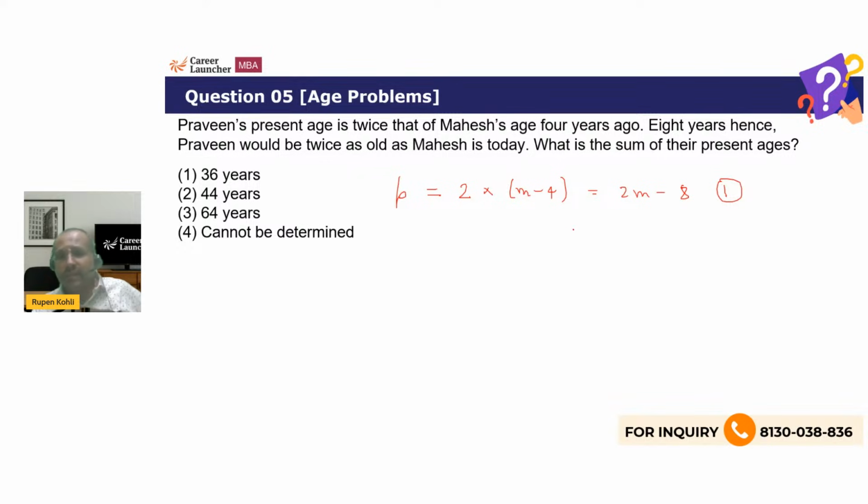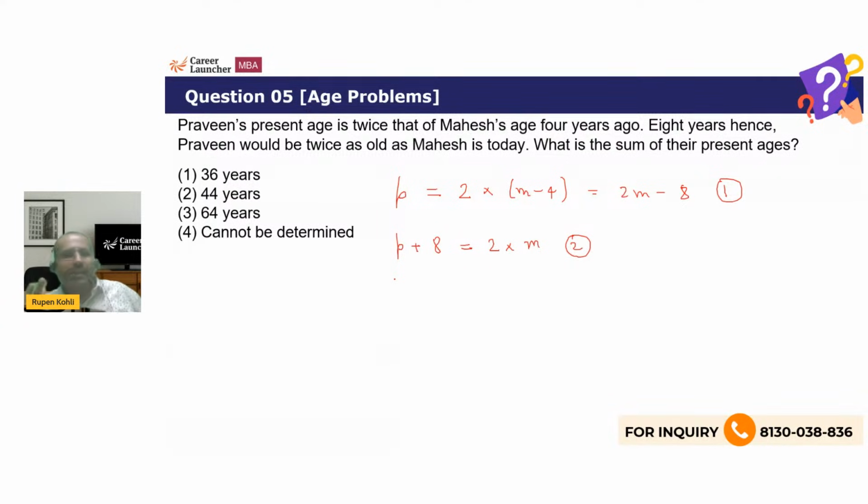Second equation. 8 years hence, Praveen would be P plus 8, equal to twice as old as Mahesh is today. So twice Mahesh's present age, 2 into M, is my second equation. First equation, P is 2M minus 8. Second equation, P plus 8 equals 2M. What is happening over here? The second equation is also P is equal to 2M minus 8. The first equation is also P is equal to 2M minus 8. This is called old wine in new bottle.